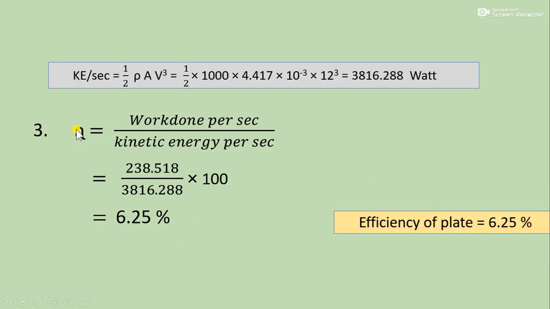Now to calculate the efficiency, let us first calculate kinetic energy per second. The formula is half rho a v cube. Putting the values of rho, a and v, we get kinetic energy per second. Putting the values of work done per second and kinetic energy per second in the efficiency formula, we get efficiency in percentage, that is 6.25.